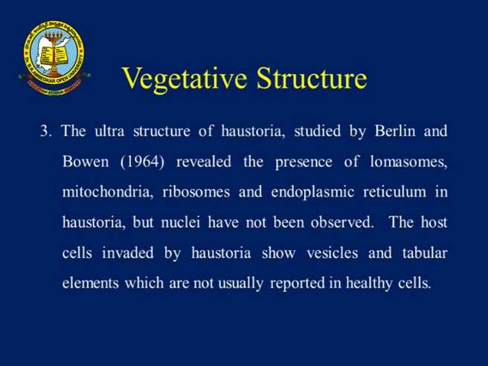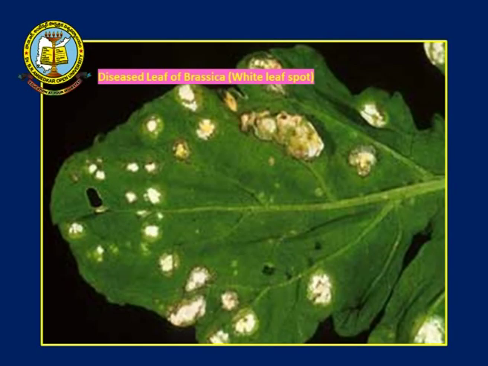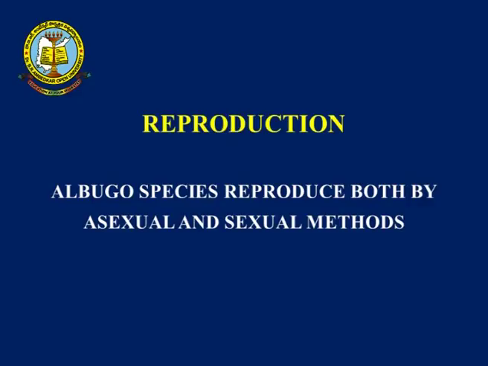And revealed the presence of lomosomes, mitochondria, ribosomes, endoplasmic reticulum and haustoria, but the nucleus has not been absorbed in the host cell involved by the haustoria, showing vessels and tubular elements which are not usually reported in healthy cells. Here I am showing one of the best examples in the Brassicaceae family, a diseased leaf of Brassicaceae with white leaf spots. Next, Albugo candida has reproduction systems of both kinds: asexual and sexual.